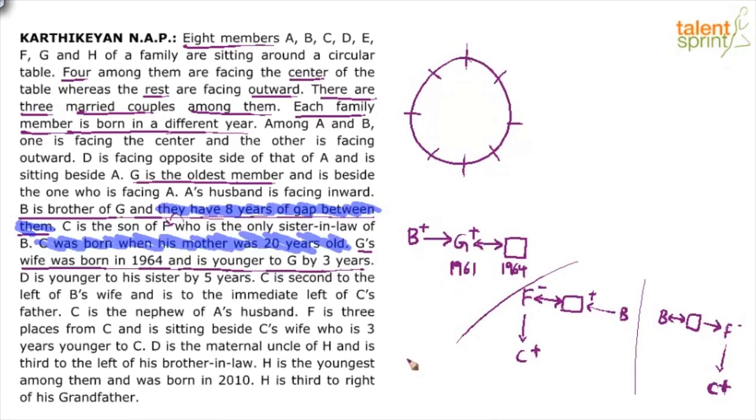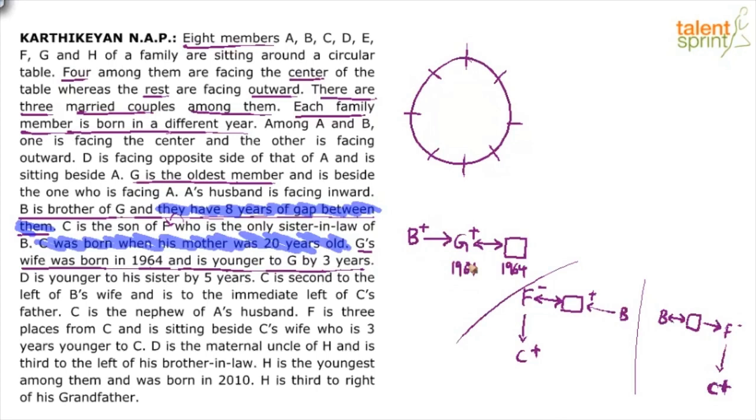Then D is younger to his sister by 5 years. D is younger to his sister. Where is D? We don't know. Let me just write it neatly. D is younger to his sister by 5 years. D, where is D? No clue.